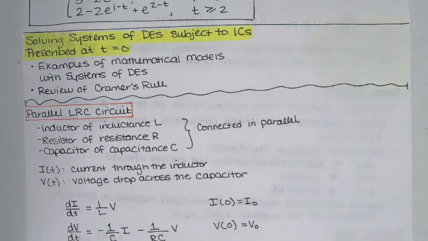In this video, we discuss solving systems of differential equations subject to initial conditions prescribed at t equals 0 using the Laplace transformation method. We're going to start by discussing examples of mathematical models involving systems of differential equations. And then we'll review Cramer's rule, and then we'll do our first example, a relatively simple example.